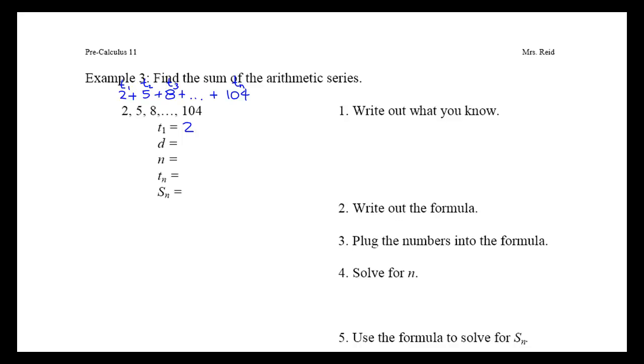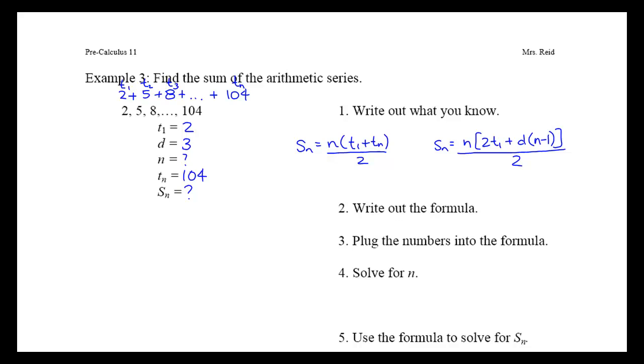So I have term 1 is 2. The value of d is going up by 3 each time. I'm adding 3 each time. The value of n I don't know. Tn is 104. And then Sn, of course, I don't know. So looking at both of those formulas, they require me to know the value of n. So since I don't know the value of n right here, I need to calculate that first.